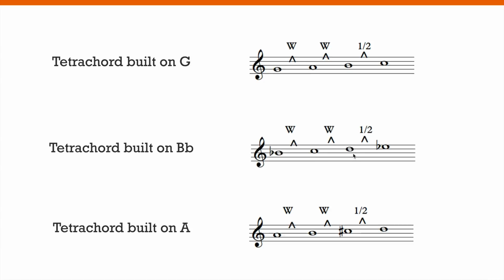C, up a whole step is D. I only need to go a half step for my last one. D, up a half step is E flat. Let's build one more tetrachord. Let's start on A this time.